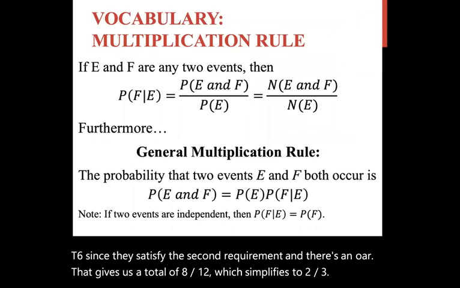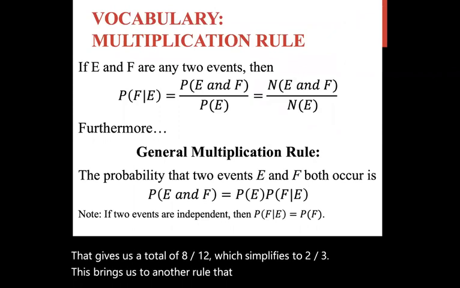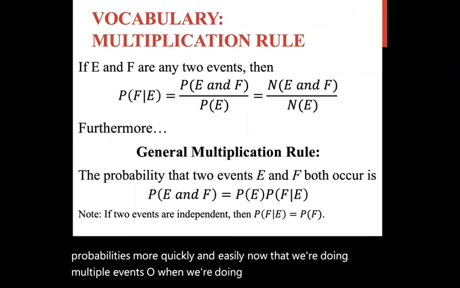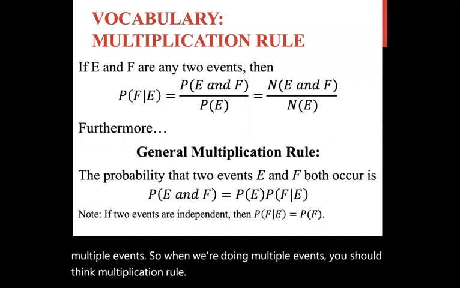This brings us to another rule that we can use to help us calculate probabilities more quickly and easily now that we're doing multiple events. So when we're doing multiple events, you should think multiplication rule. Let's see this one in action.